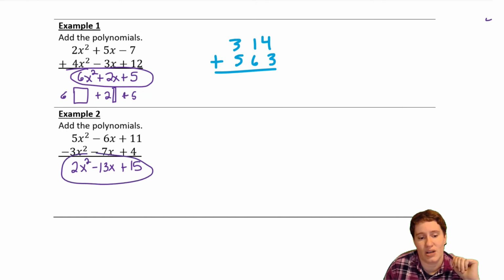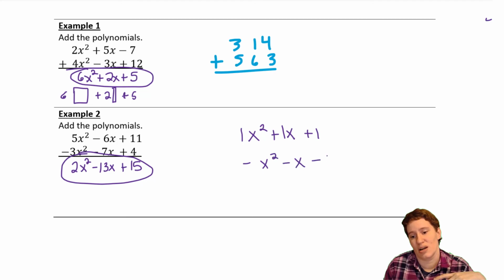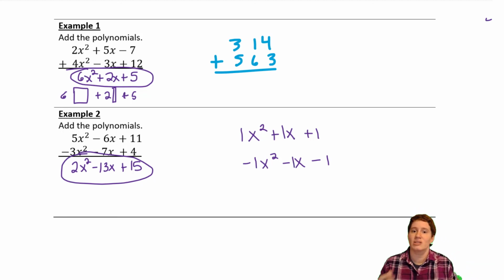And that's it. I do want to make one other comment, and that's that if you see something without a number in front of the x's, I want to remind you what that means. If I have x squared, I really mean 1x squared. Or if I have just x, I really mean 1x. Or we could do the same thing but have minuses, right? If I have minus x squared, there would really be a 1 there. Minus x, there'd really be a 1 there. And that's because that's the only number that actually makes sense in that situation.